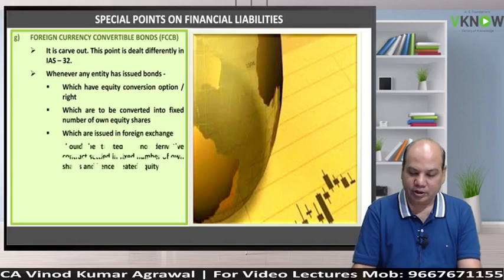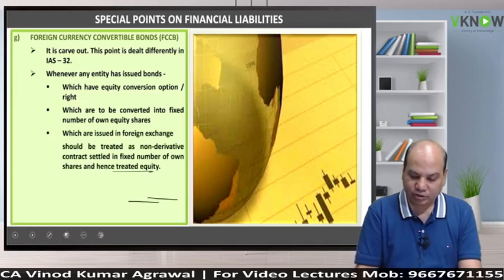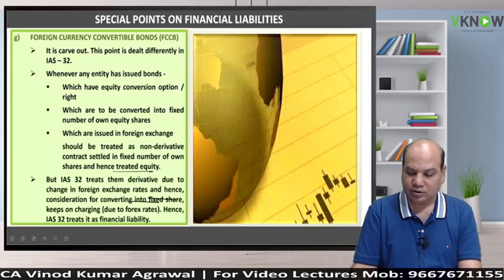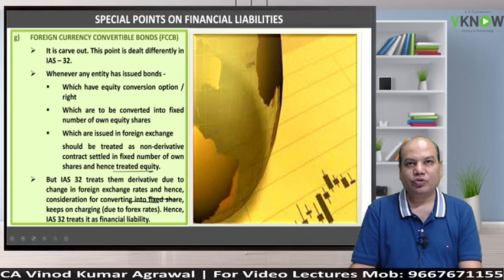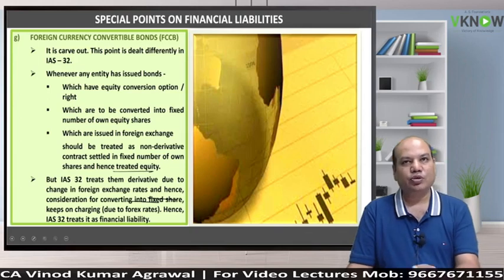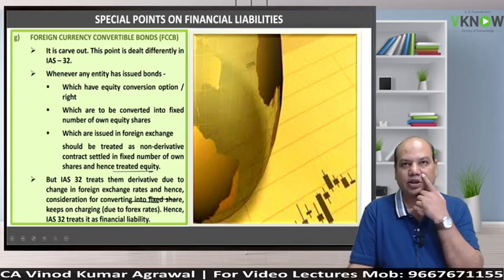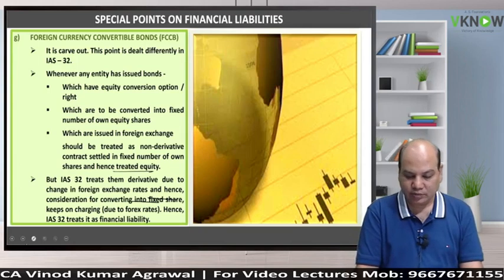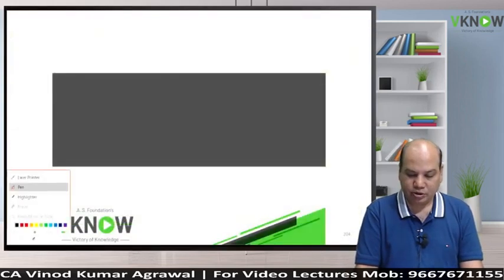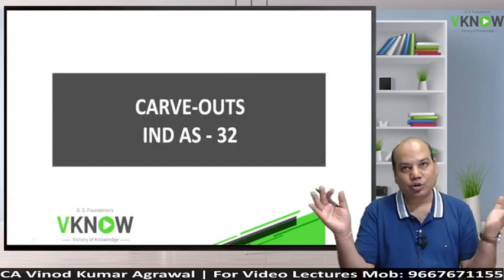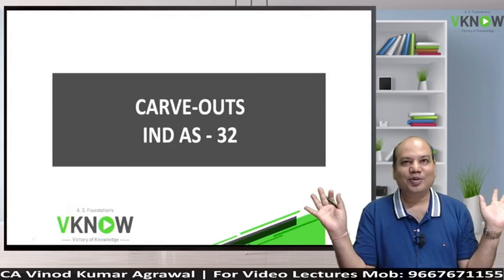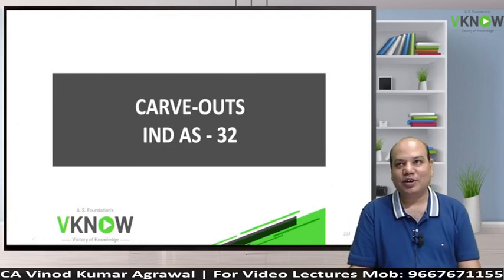Okay, but IFRS treats it as a liability because the foreign exchange rate changes. So the amount, once converted into functional currency, is a variable cash flow. Why have Indians done it like this? Because in India, if I show the whole instrument as a liability, you can imagine what will happen to the debt equity ratio.